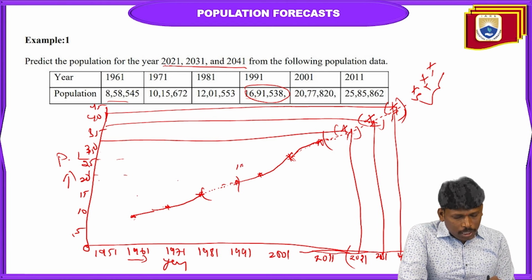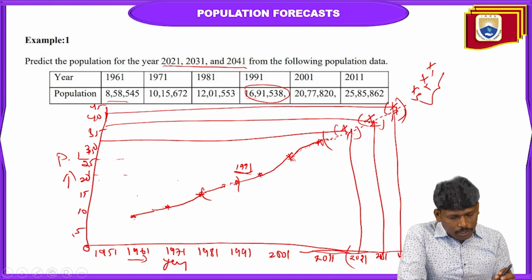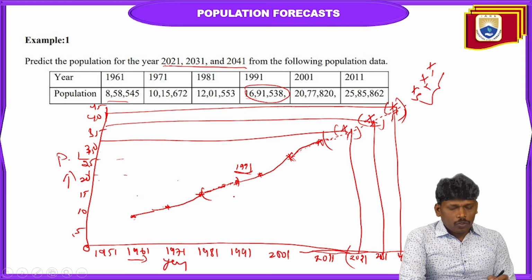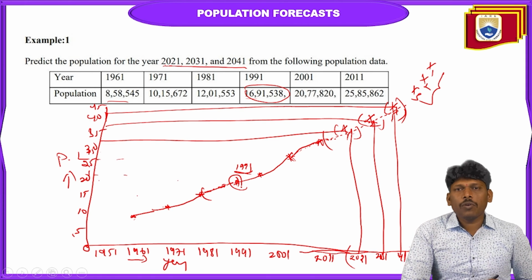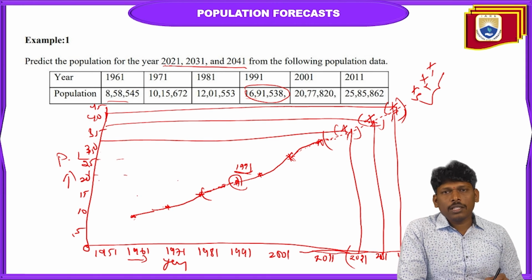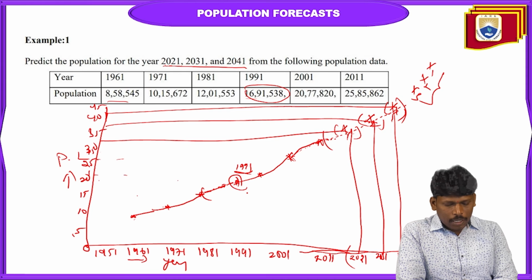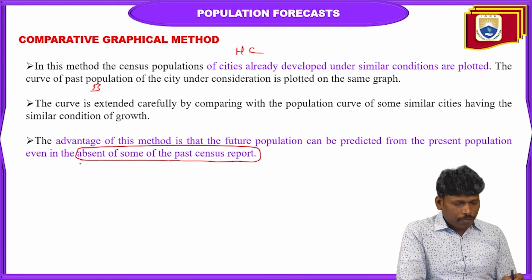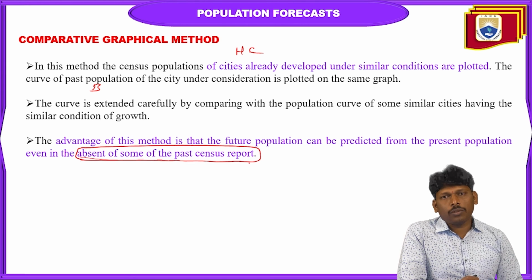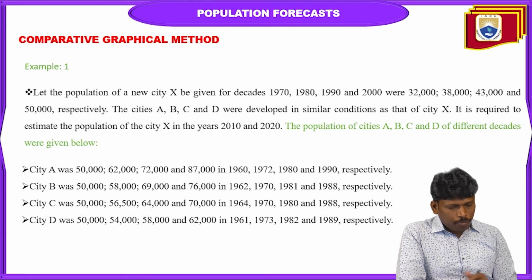So in this case, to get the population in 1991, we just extend the curve like this. This may be underestimated, this may be overestimated, but we can consider this as a base to calculate. In case of absence of some particular decade's population, we can consider this graph, and we'll get the results even in the absence of some of the past census data. So now you see a problem on this.